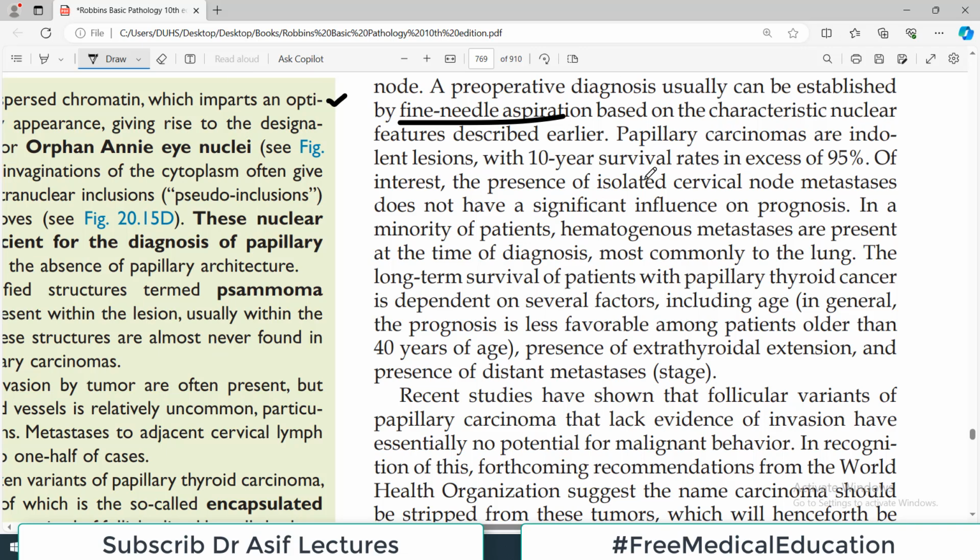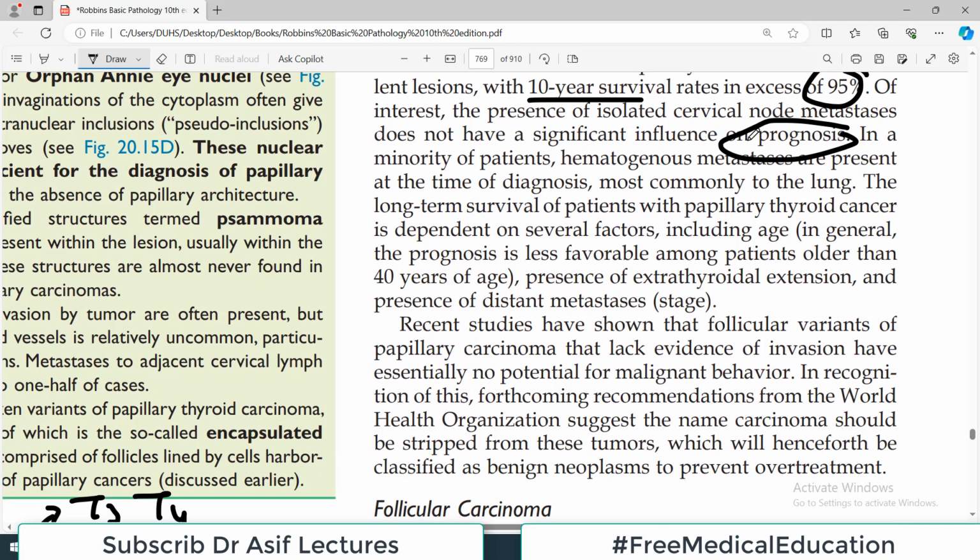how do you actually histologically identify the papillary cancers. Papillary carcinomas are indolent lesions with a 10-year survival rate exceeding 95%. So they are pretty good in terms of survival. Of interest, the presence of isolated cervical node metastasis does not have a significant influence on prognosis. So even the metastasis to lymph node is not changing the story, big deal. It's a good survival rate, okay? In a minority of patients, hematogenous metastases are present at the time of diagnosis. Obviously, in many countries, people go late to the hospitals, okay? And by the time they present to the hospital, most of the damage has been done.